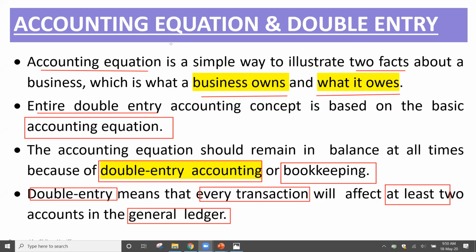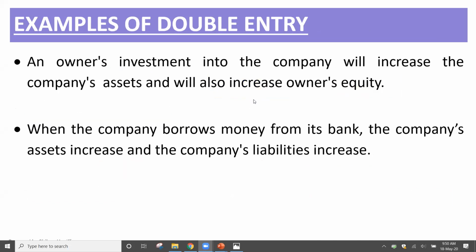Okay, so moving to the next. Examples of double entry: if the owner invests money in the business, the asset will increase and the owner's equity will increase. Asset and equity will increase. When the company borrows money from the bank, we will get cash. Cash will increase and liability will increase.